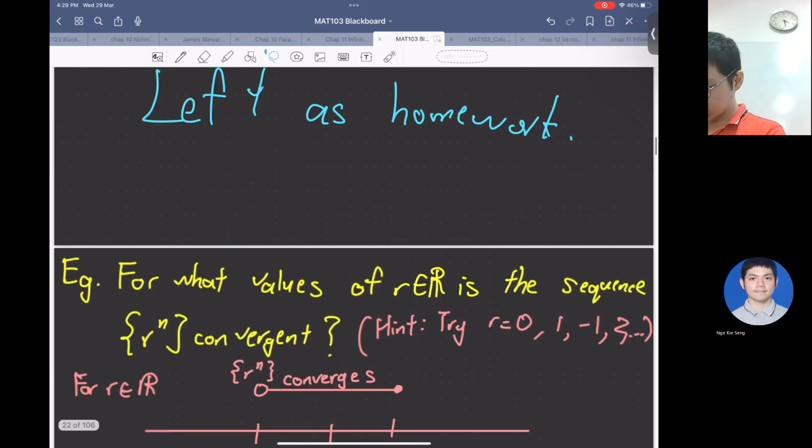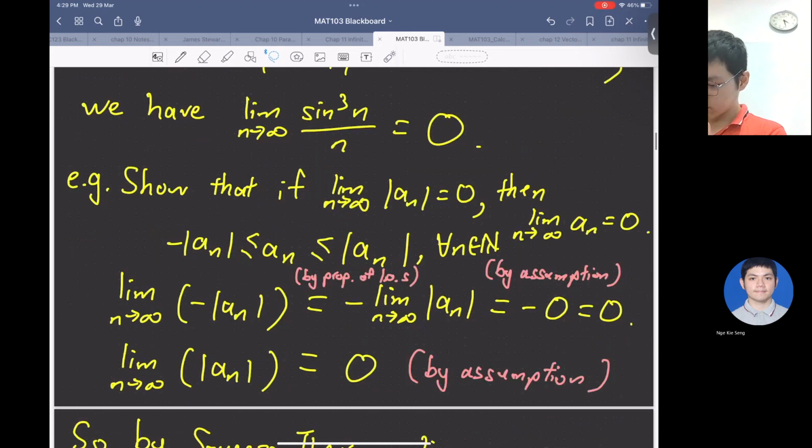Okay, let's call that a proposition. So let's label this as a proposition. Since we don't have a proposition for now, we call this a proposition. A proposition is something that's not as big as a theorem.